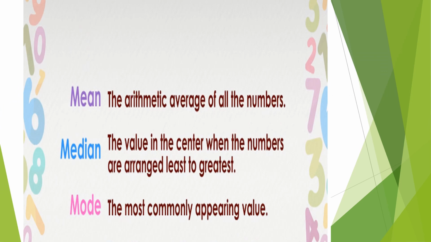And there are three mathematical averages we have started: mean, median and mode. One is the mean, the arithmetic average of all the numbers. Second is the median, the value in the center when the numbers are arranged from least to greatest. Third is the mode, the most commonly appearing value, which we have already studied.